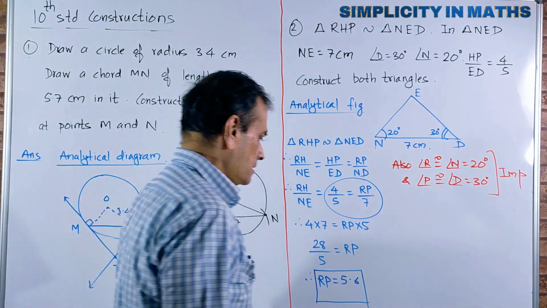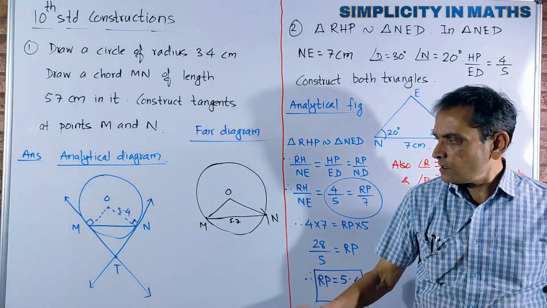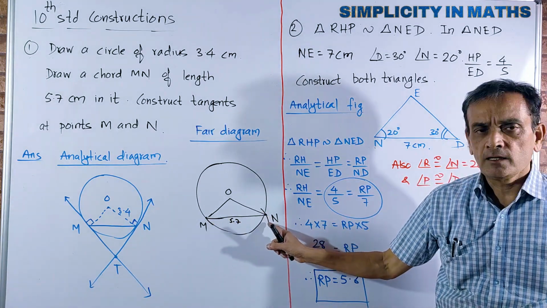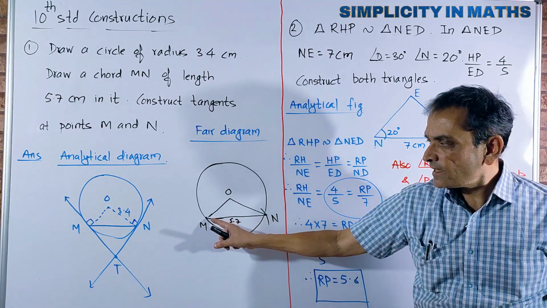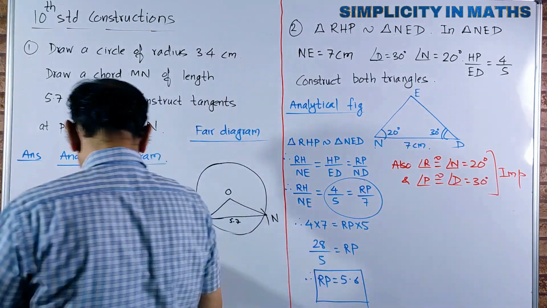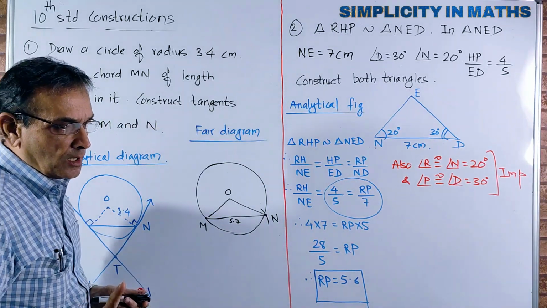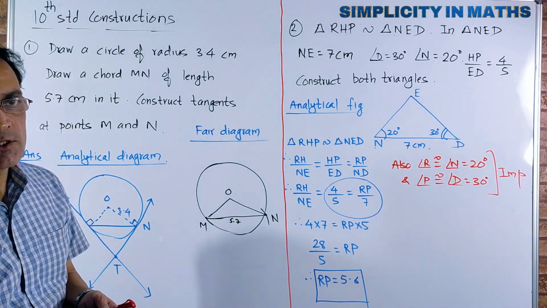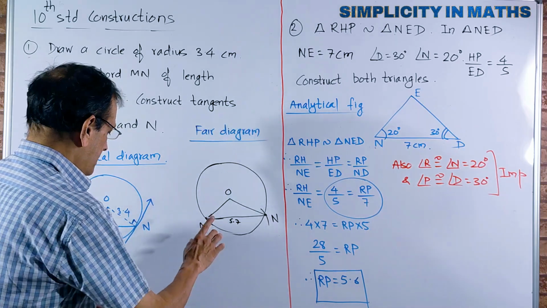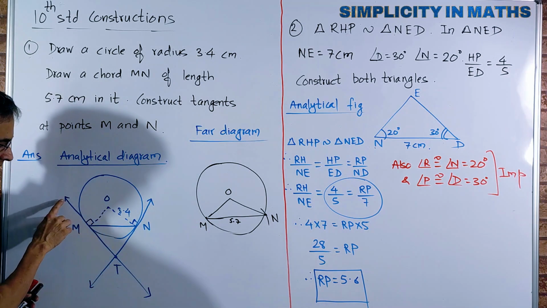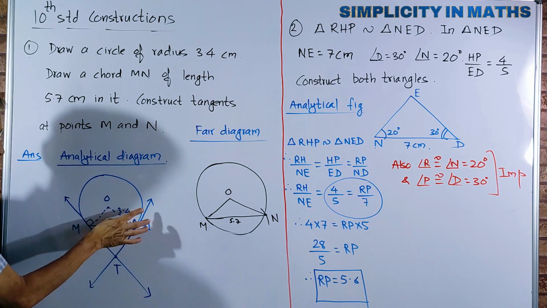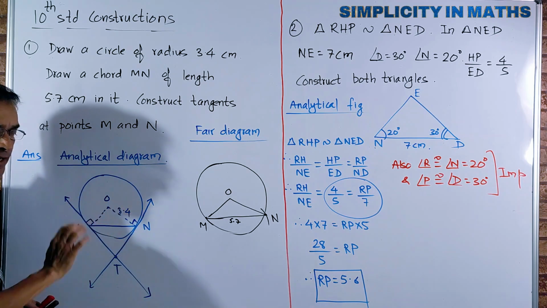Now what is asked? You are asked to draw tangent at point M and point N. So first I will draw a tangent at point M. So what is the procedure? Okay, remember the rule. Radius is perpendicular to tangent by tangent theorem, or tangent is perpendicular to the radius at the point of contact. If this is the radius, this is the tangent, this is the right angle.